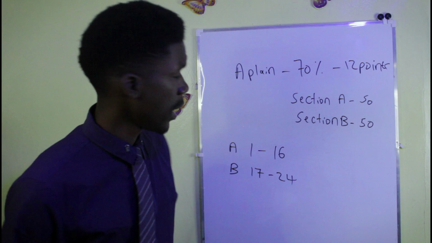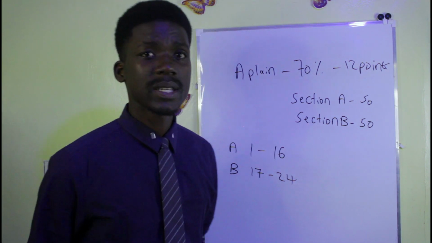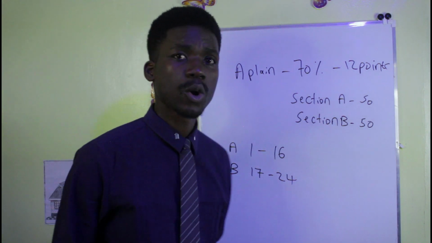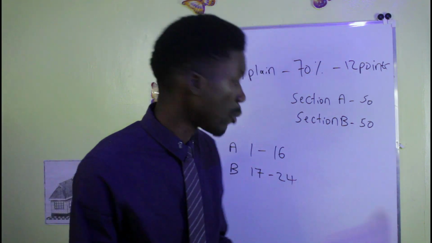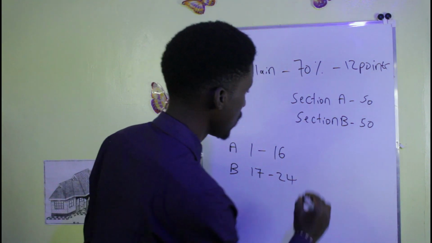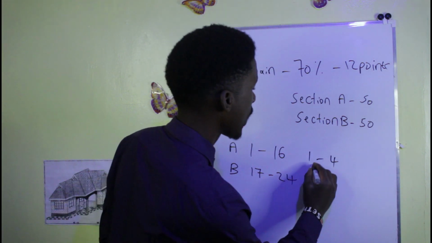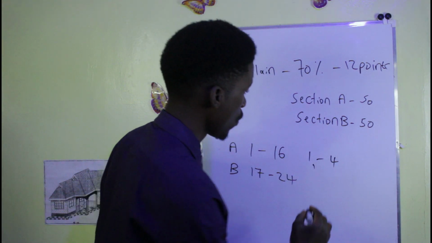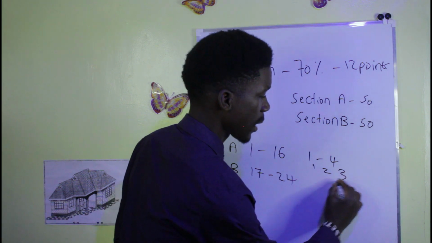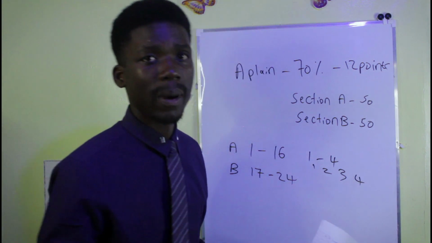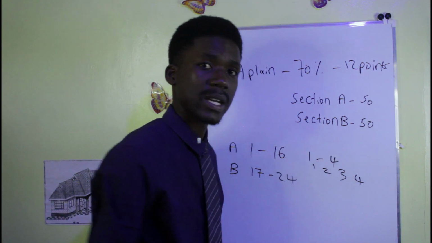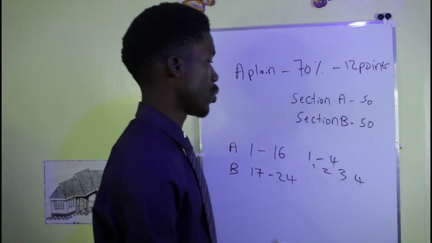So section A comprises questions which carry what we can call small marks, ranging between 1 to 4. We can have a question with 1 mark, a question with 2 marks, 3 marks. A maximum of 4 marks is what we find in section A.